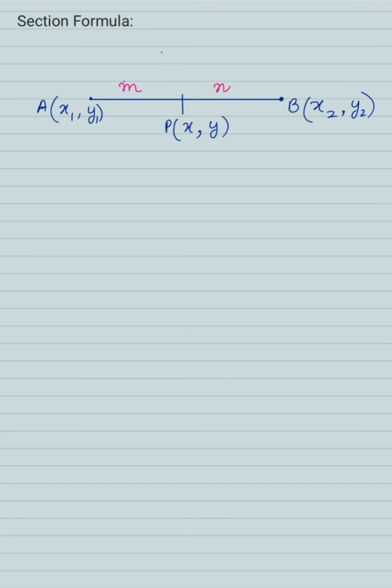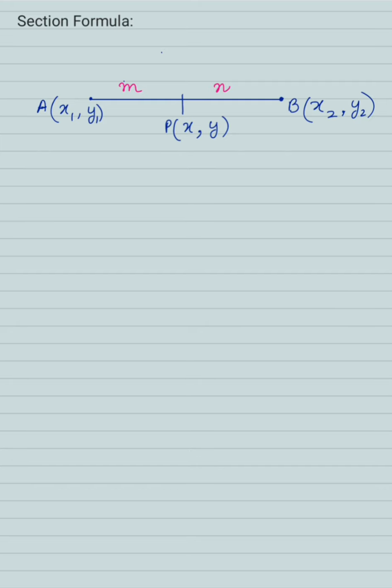Today in this video I am going to explain the section formula. Suppose you have a line segment AB. The coordinates of point A are x1, y1 and coordinates of point B are x2, y2. This line segment has been divided by a point P in the ratio m:n.